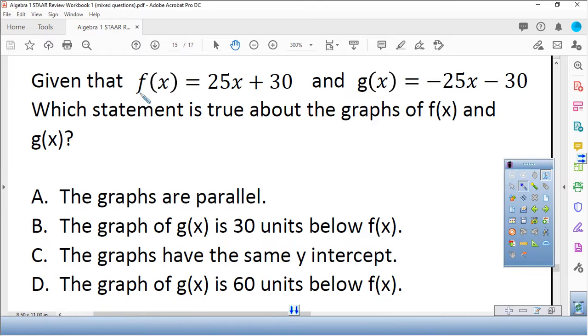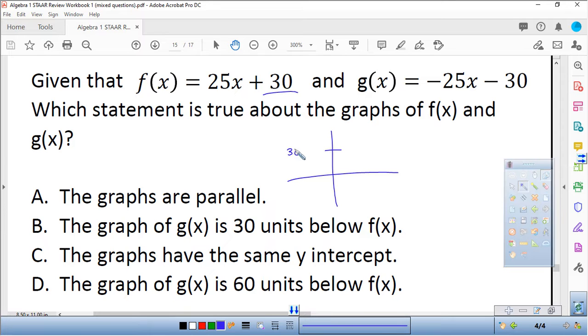Okay, so given that f of x equals to this one here, and g of x equals to that one right there, which statement is true about the graphs? So f of x, guys, you should know how to do this in your head, right? Y-intercept of a plus 30 way up high, and a slope really steep of 25. This is f of x. Now, your g of x goes through the negative 30, and has a slope very steep in the opposite direction.